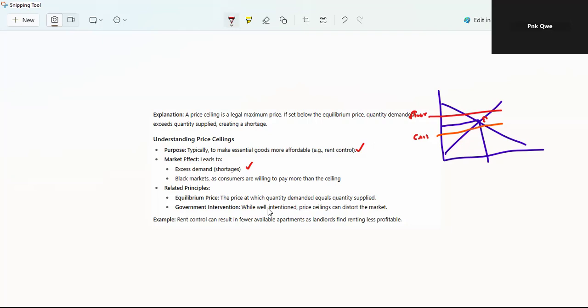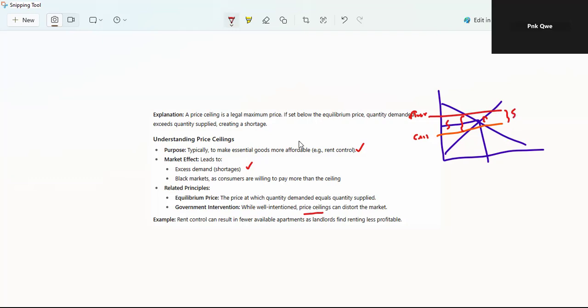So the price at which quantity supplied equals quantity demanded is called equilibrium. Government intervention here means they'll use a price ceiling to distort the market. Rent control is one of the strategies that government uses to avoid what? Exploitation. So there will be fewer apartments for renting, making landlords less profitable. So this price ceiling makes demand greater than supply, so this will be a shortage. Then when we have a floor price, we're going to have more supply than demand. This will be a surplus.